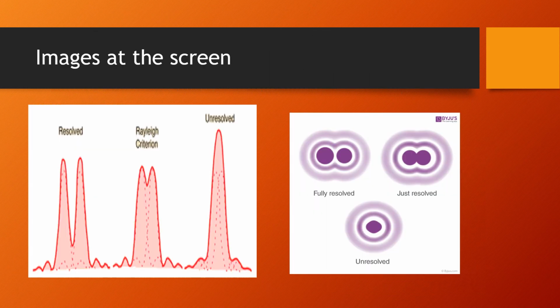These are the images which are obtained at the screen. These diffracted rays interfere and produce diffraction patterns. These are the diffraction patterns. This shows that interference of rays takes place and the corresponding pattern is obtained on the screen with the central maxima followed by the central bright spot.